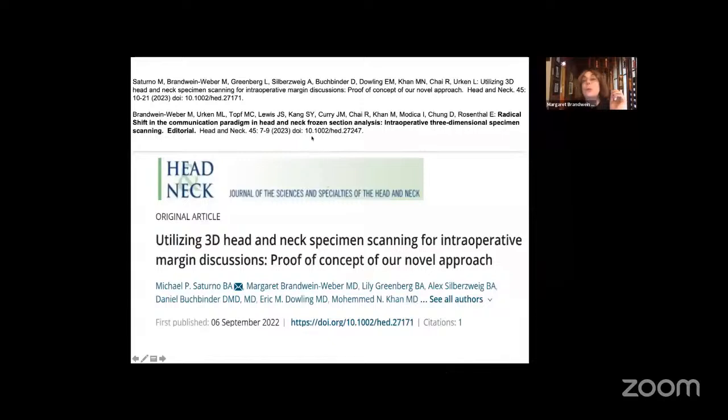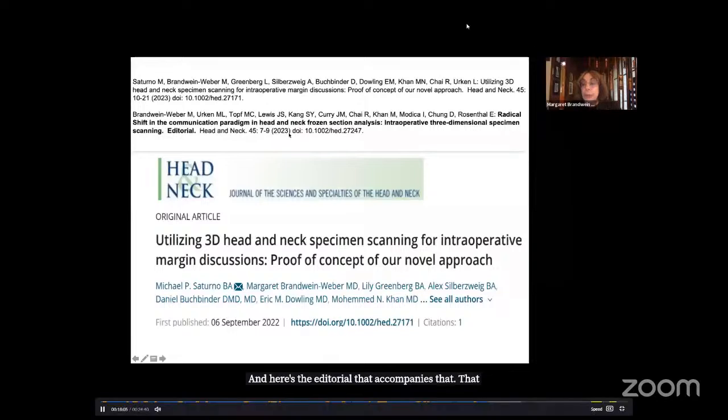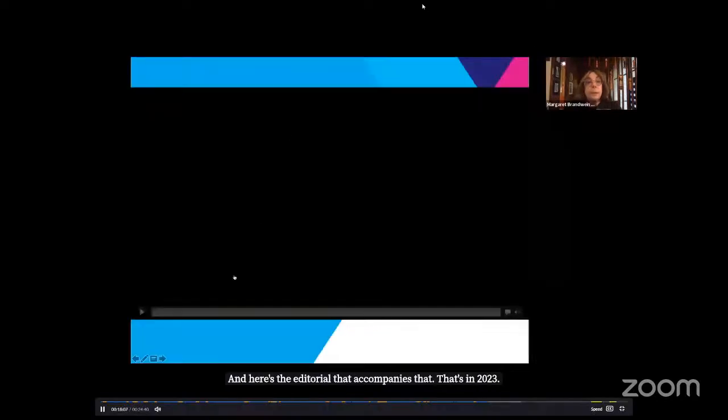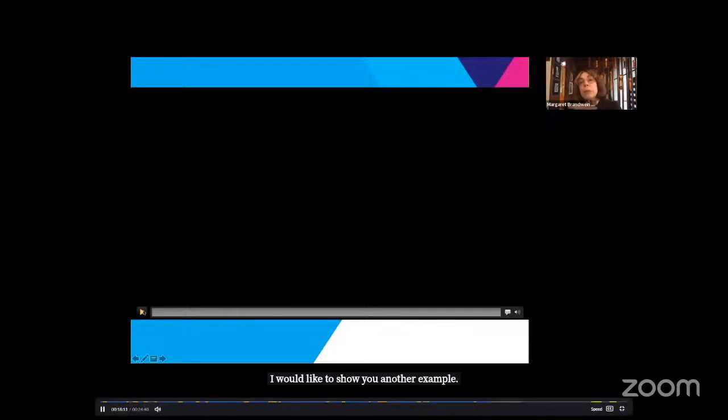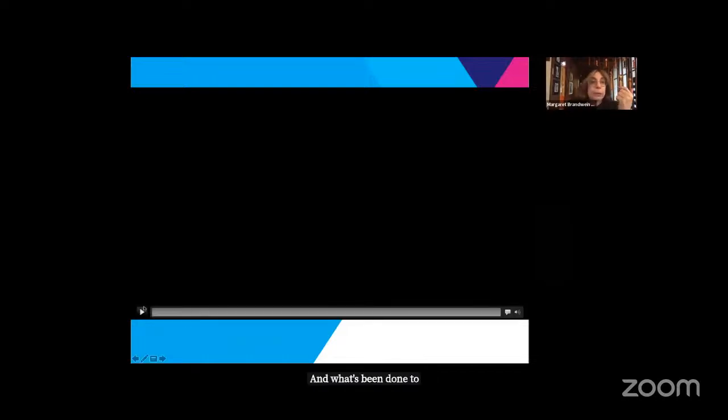And so here is the white paper that we first published in 2022. And here's the editorial that accompanies that. That's in 2023. Now I'd like to show you another example. And so all of this documentation also allows for clarity in terms of documenting where the margins at risk are and what's been done to address those margins at risk.